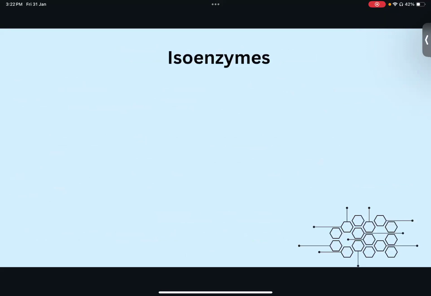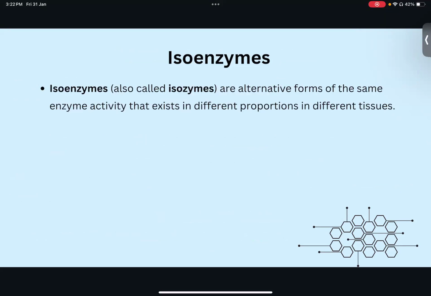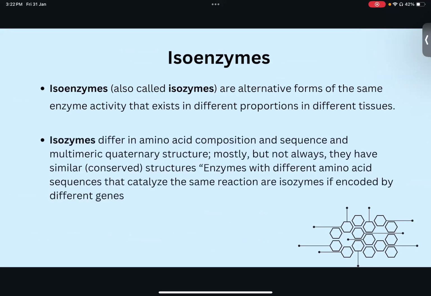Now we have the isoenzymes. What do you mean by isoenzyme? Isoenzymes are enzymes that catalyze the same reaction, but they come from different genes, and they are found in different types of tissue, but they catalyze the same reactions, okay?